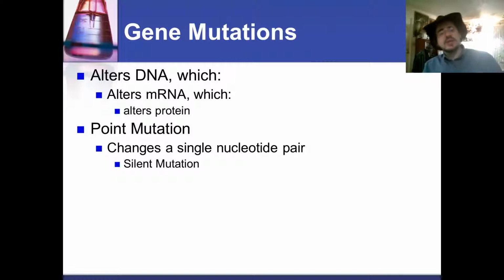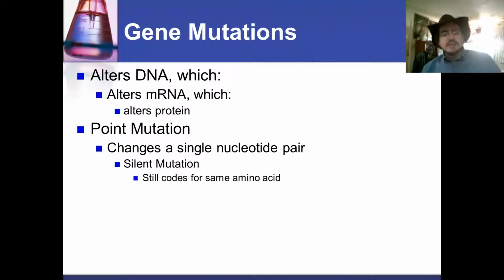Point mutations can result in a number of different things. The grand majority of these are negative or harmless. If it's harmless, in general, it is classified as a silent mutation. A silent mutation still codes for the same amino acid. In other words, even though we changed the base pair being read there, and so we end up changing the nucleotide in the mRNA, it still produces a codon that codes for the same amino acid as before.